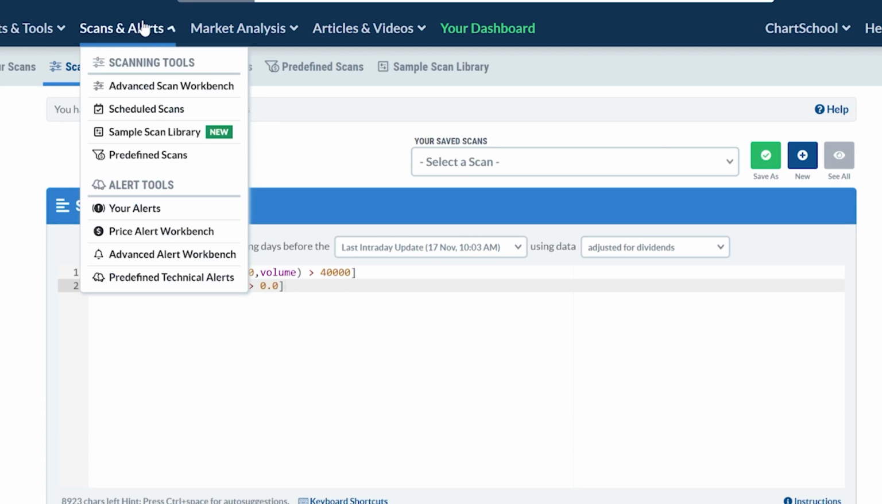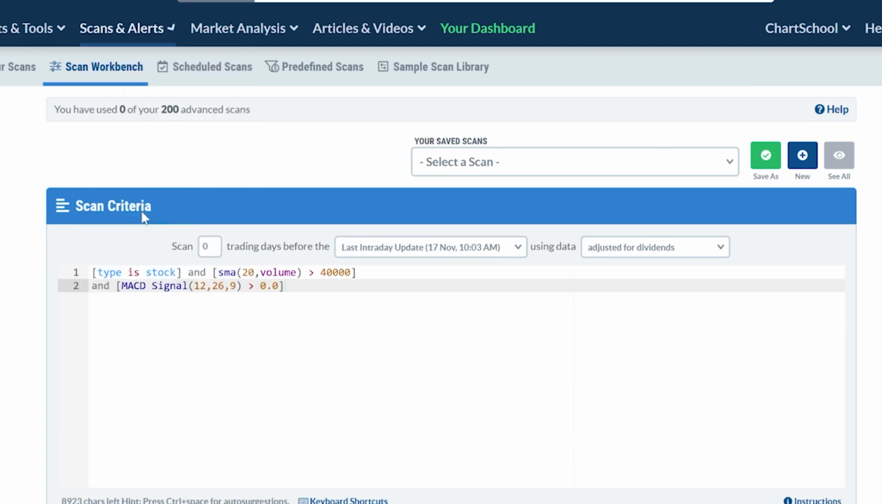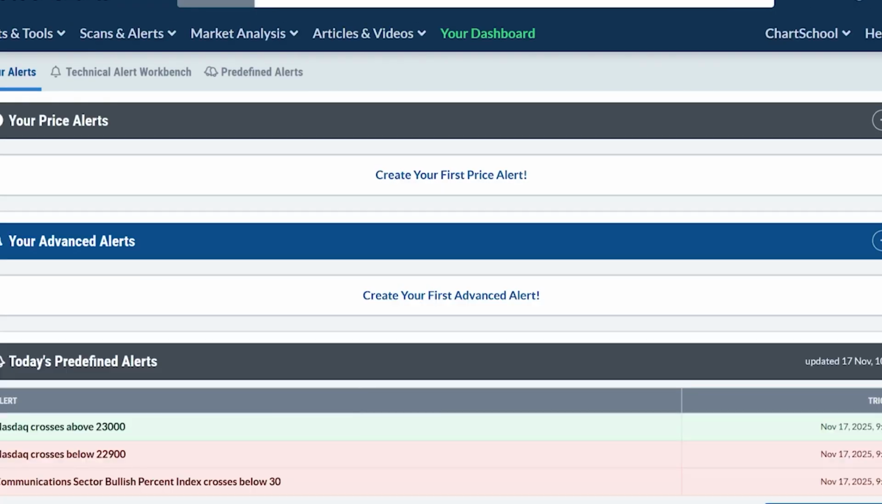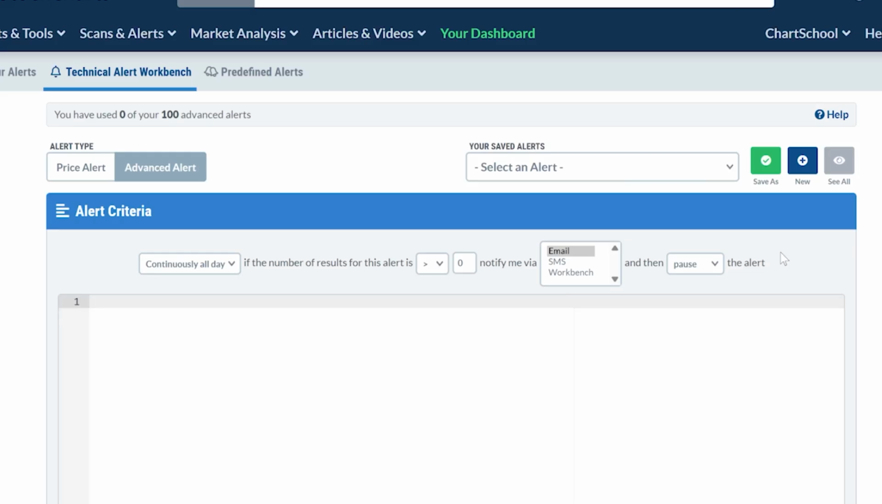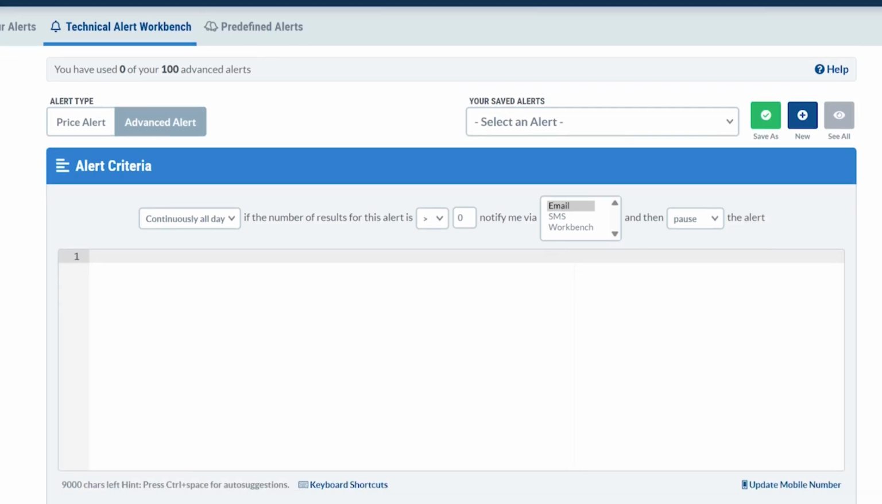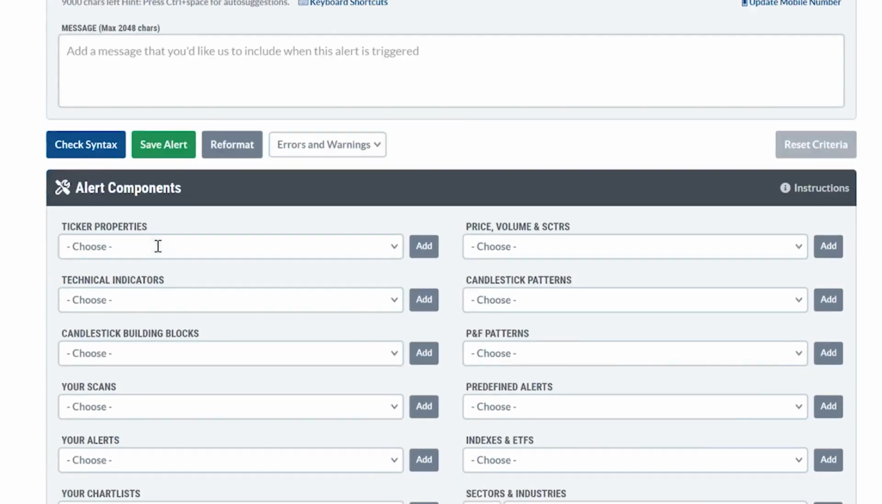It's also worth noting that the alerts in StockCharts.com use the same format, so you can set up basic price alerts, but if you want to create any more advanced alerts based on technical indicators or anything like that, you can, which is great. That's not possible in Finviz.